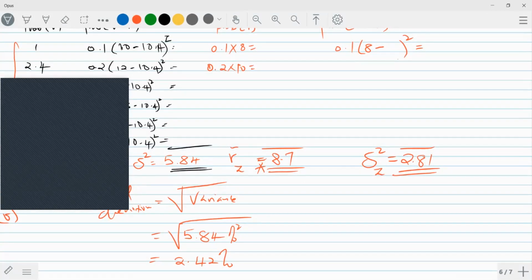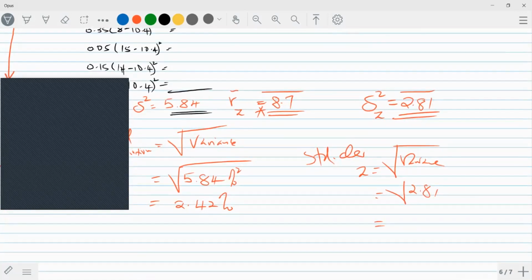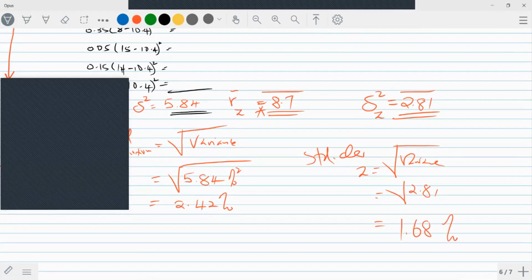So with all those figures, the standard deviation for Z will be the square root of the variance, the square root of 2.81, and we get the return to be 1 point something. 1.68, you got 1.68 percent.